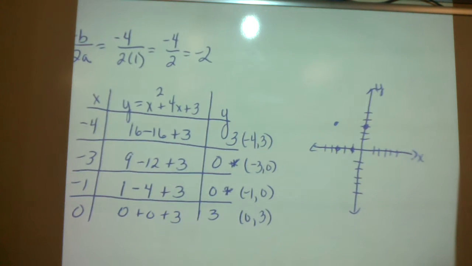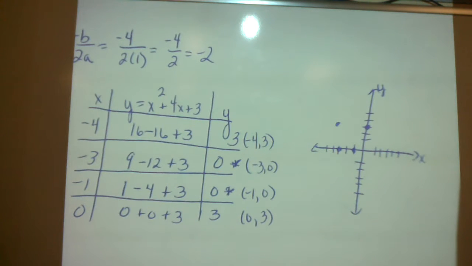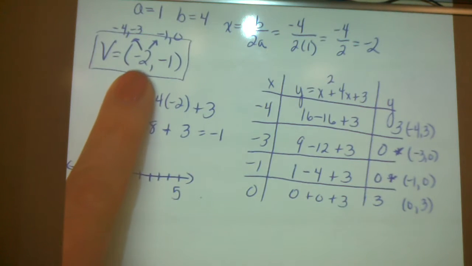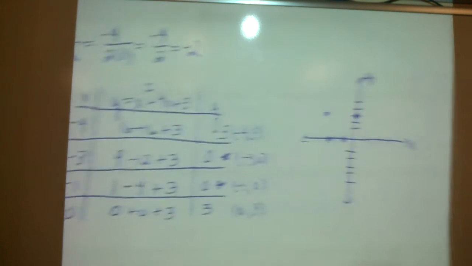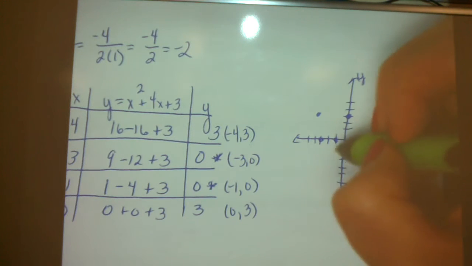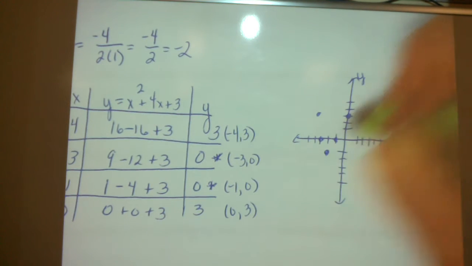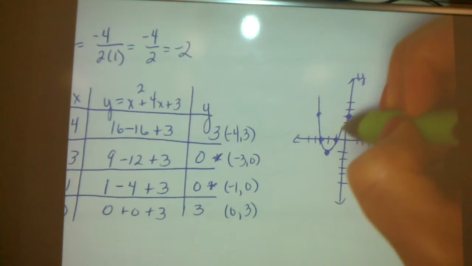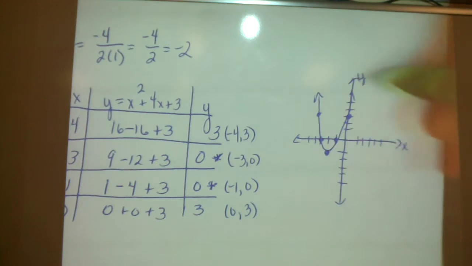And if you notice, I'm missing a point because I have to plot my vertex, which is right here, negative 2, negative 1. And here's my U-shaped graph. You've got to make sure it looks like a U. Not a V, but a U.